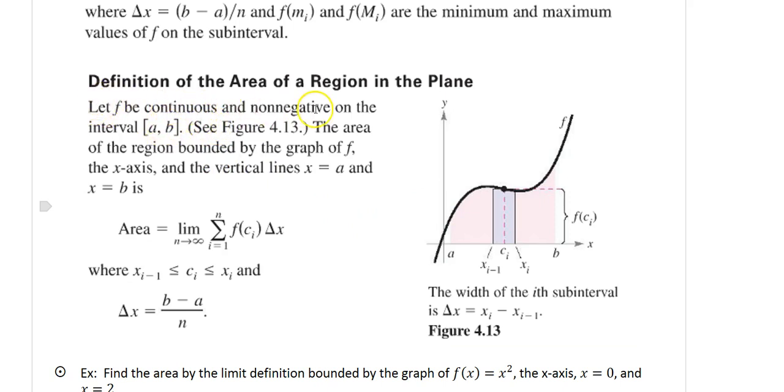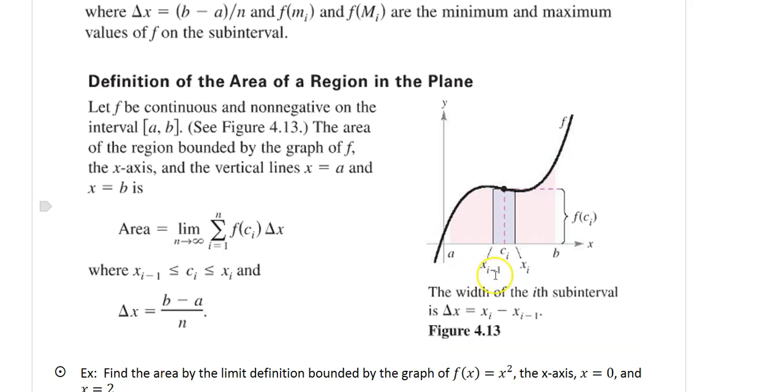If we let f be continuous and non-negative on an interval from a to b, now this is important, it does have to be non-negative, so if you have your function dip below the x-axis on the interval you're talking about, you can't use this process. But the area of the region bounded by the graph of f, the x-axis, and the vertical lines x equals a and x equals b is the limit as n approaches infinity of the sum from 1 to n of f of c sub i times delta x, where c sub i is some point between x of i minus 1 and x of i for each interval, and delta x is b minus a over n.